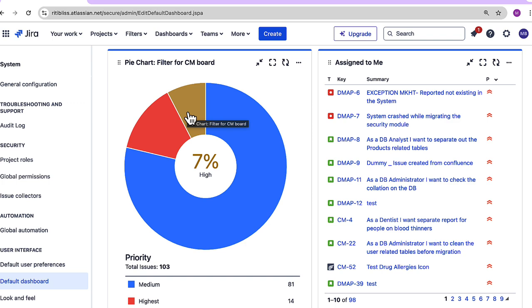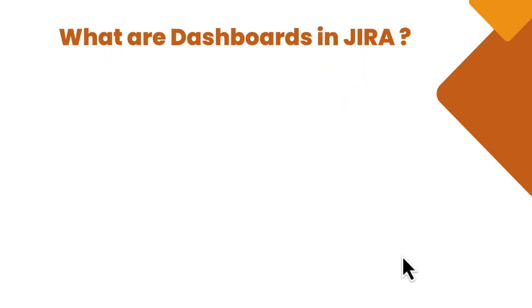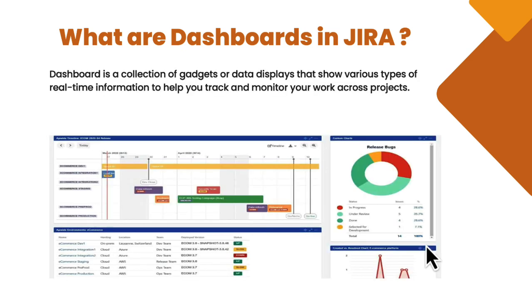Okay, now let's go back. And these gadgets are then used to create dashboards. Now, what are dashboards in Jira? In Jira software, a dashboard is a collection of gadgets or pre-installed data displays that show various types of real-time information to help you track and monitor your work across projects. We can create dashboards in Jira to show projects, assignments, progress, achievements, etc. in different types of charts.